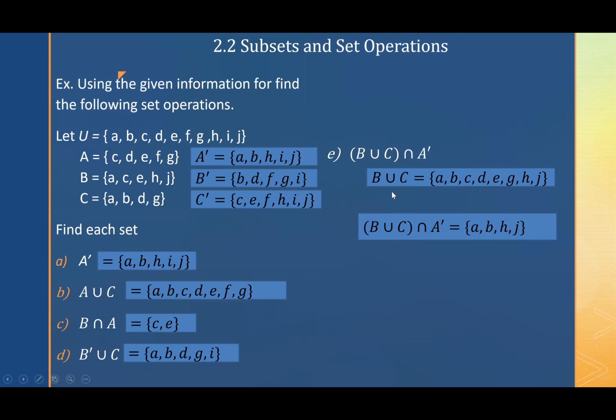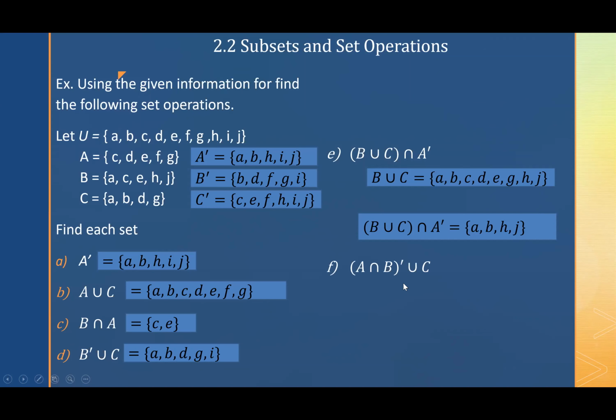So again, what is in either B or C that has in common with A prime, right? Or you can say what is outside of A and also inside either B or C. Okay, so A, B, H, and J are outside of A, but inside either B or C. Okay, so again, A prime is outside of A.